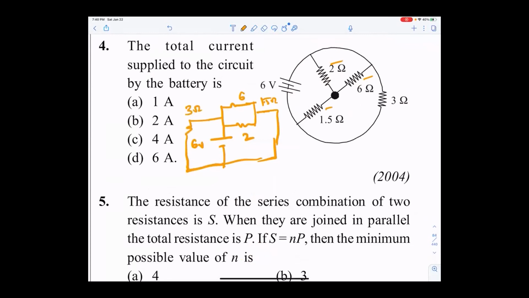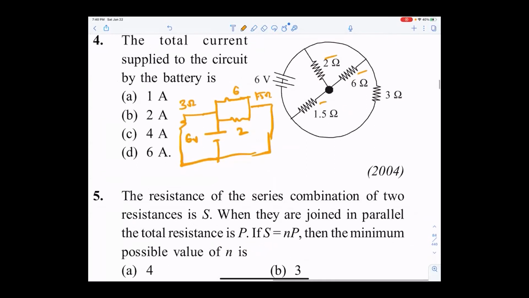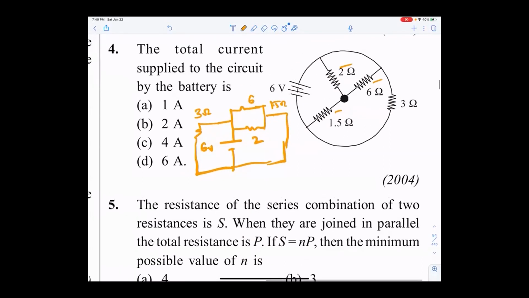Any doubts here, guys? Is it clear? So we have 6 and 2 in parallel. 6 into 2 by 6 plus 2, 12 by 8, so 3 by 2, 1.5 ohm. So the equivalent of these two is 1.5, and 1.5. So this will become 1.5 plus 1.5, 3 ohm. 3 and 3 are in parallel. So we'll get 1.5 ohm.